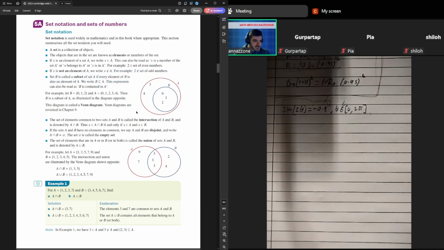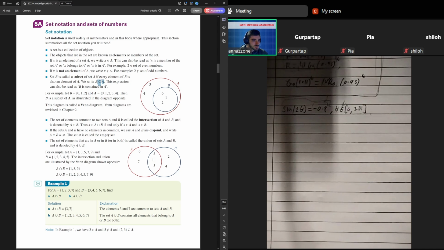As far as subsets, you can think of these as sets within sets. So if you imagine A is everything included in the red, so the 3, the 4, the 0, the 1, the 2, that is all of A. But B, all the numbers that are specific to B as well, are fully contained within A. And so because everything in B is fully contained in A, we call B a subset of A.